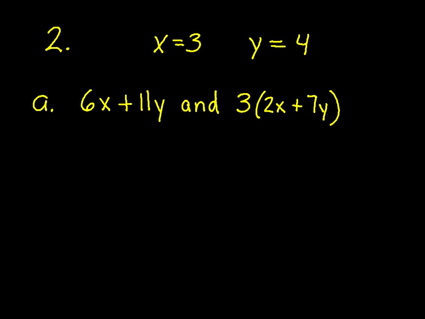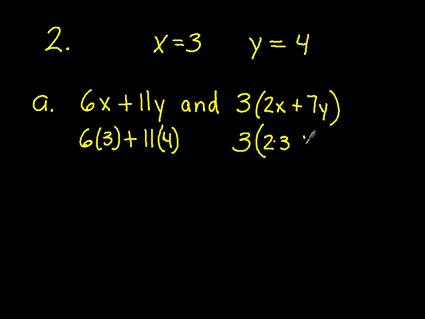Alright, so the easiest thing you can do here is take your time and put 3 in for the X and 4 in for the Y. I might as well do it on this side as well. 2 times 3 plus 7 times 4. And then I can go ahead and solve. So on this side I have 18 plus 44.